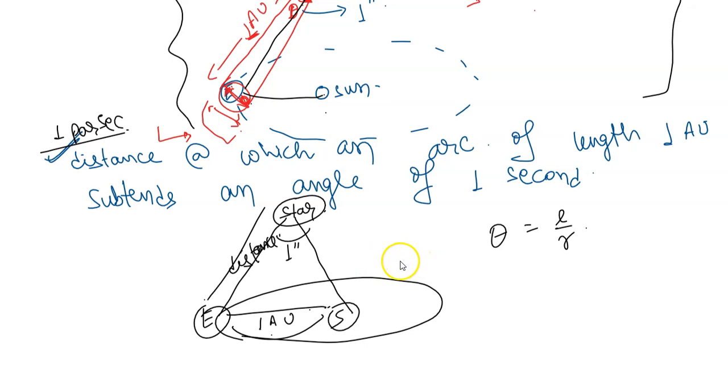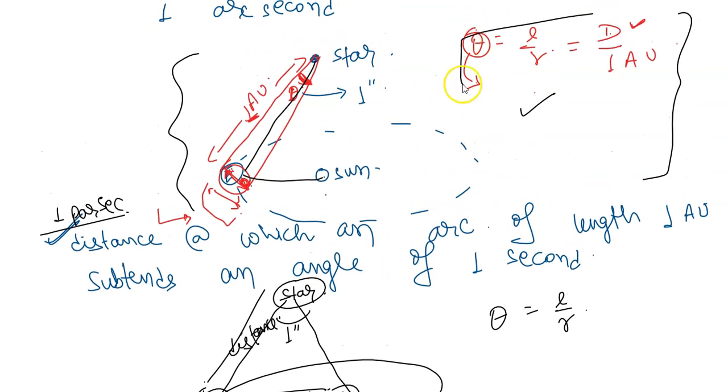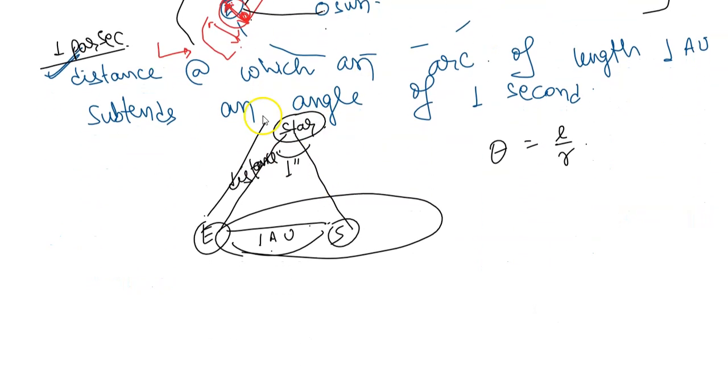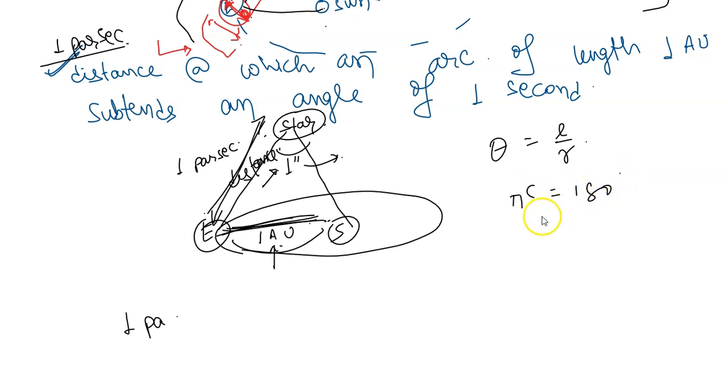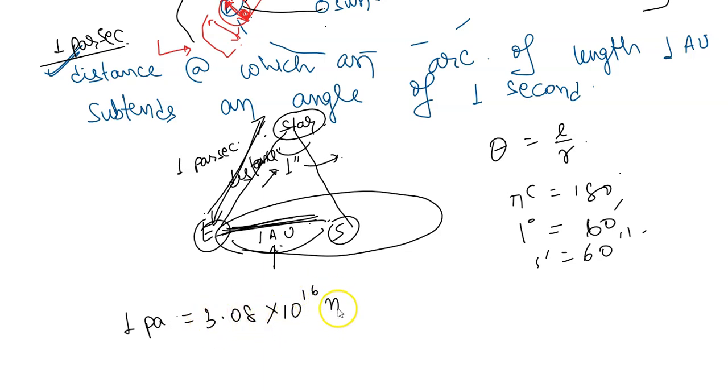Exactly similar knowledge we are using, whatever we have used at all the places, but here we have a fixed value for parsec, that this distance will be 1 parsec. So we have a value for 1 parsec when this arc length is 1 astronomical unit and the angle subtended is 1 second. If you are talking about 1 second, you should consider this in SI unit, because I have given you the conversion. Pi radian is 180 degrees, 1 degree is 60 minutes and 1 minute is 60 seconds. So 1 parsec is numerically equal to 3.08 into 10 raised to 16 meters.